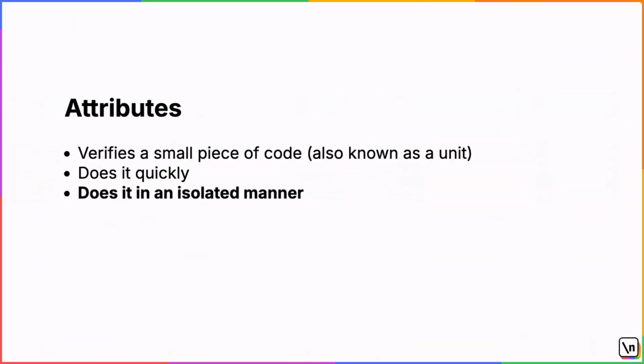Unit testing possesses several key attributes. Firstly, it verifies small pieces of code, allowing developers to focus on specific functionality. Secondly, it executes tests quickly, allowing for rapid feedback on the code's behavior. And thirdly, it does so in an isolated manner.